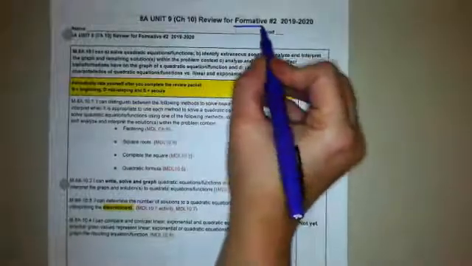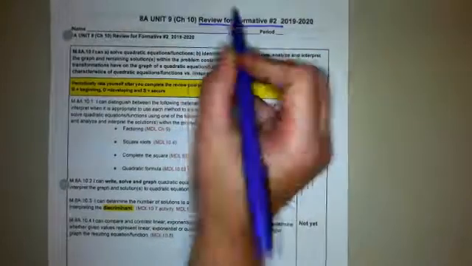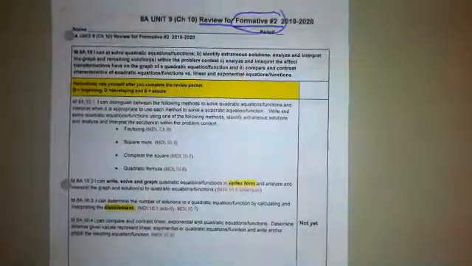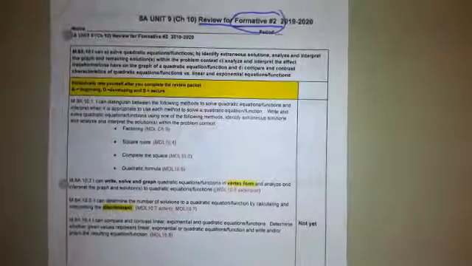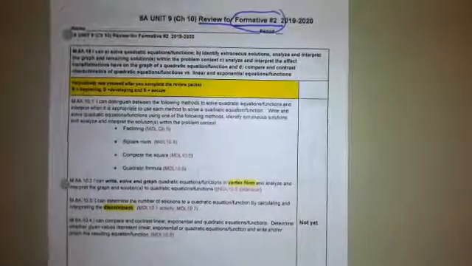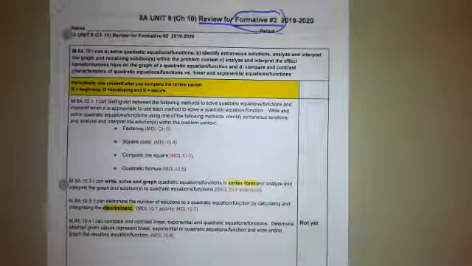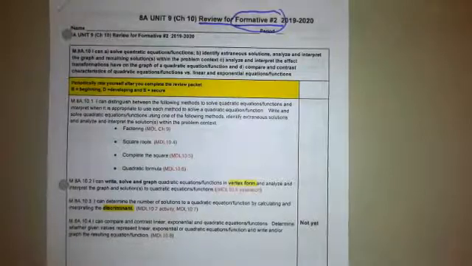We are actually in formative number 2. Oh, sorry, the review for formative number 2. You should have gotten that packet the week before we got out. So I'll give you a second to go ahead and get that out. And we are going to flip to, let's see, what page? I'm just looking at my notes here. We are going to go to page 4, okay? So we are on page 4. You can actually see that here.